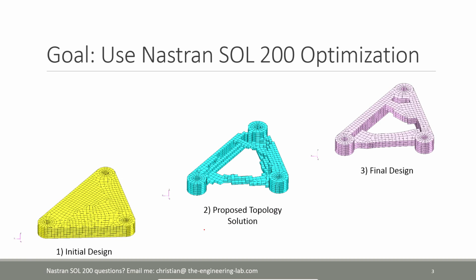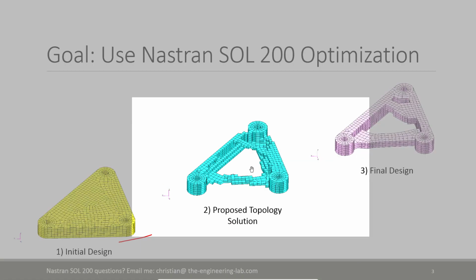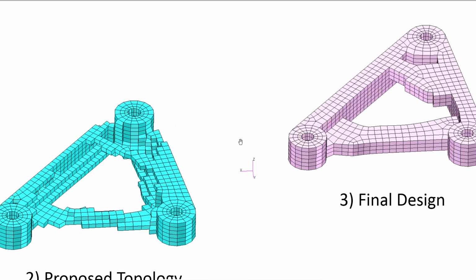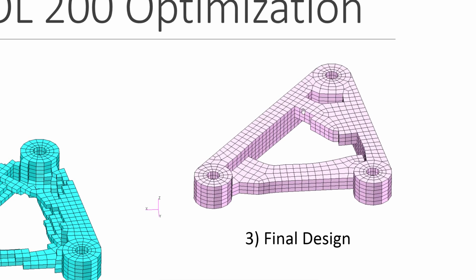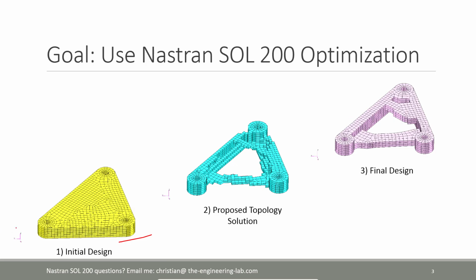Now, just a quick summary of what we're going to do in this example. We're going to start off with our original design. We're going to have this topology solution, and you can see often topology solutions are very rough looking. This then requires a step of refining the design and performing a subsequent verification analysis to make sure that this final design has met your design requirements.